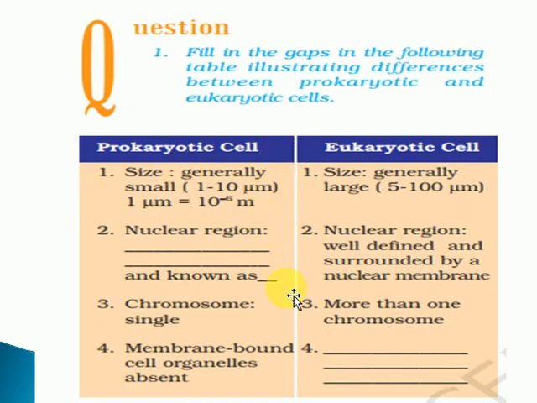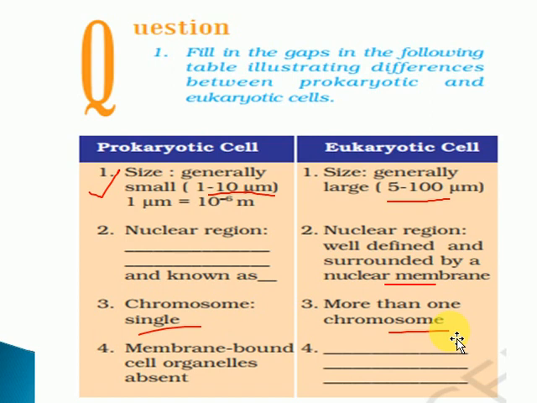Now here the difference between the prokaryotic and the eukaryotic cells is given to you. The size of the prokaryotic cell is very small, generally 1 to 10 micrometer. The size of the eukaryotic cell is larger, 5 to 100 micrometer. The nuclear region is poorly developed and is known as the nucleoid. In the eukaryotic cell, the nuclear region is well defined and surrounded by the nuclear membrane. There is a single chromosome in prokaryotic cells, and more than one chromosome in eukaryotic cells.